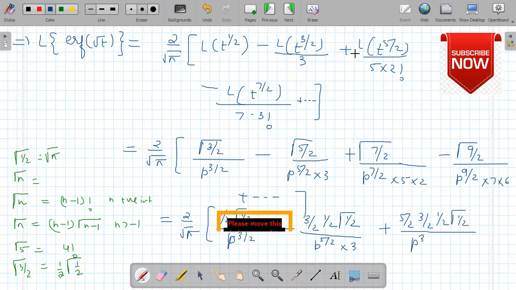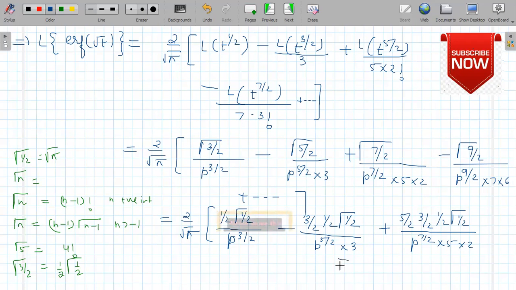p raised to the power 7/2 into 5 into 2. And this is 7/2, 5/2, 3/2, 1/2 gamma 1/2. Okay, whole divided by p raised to the power 9/2 into 7 into 6, and so on.